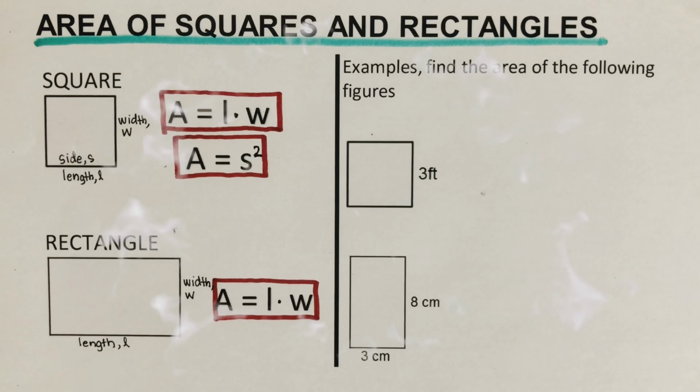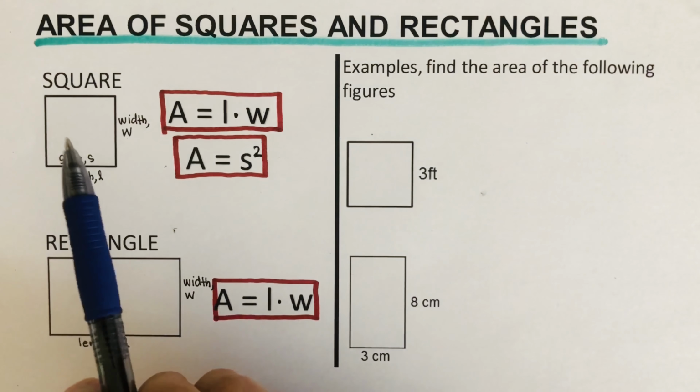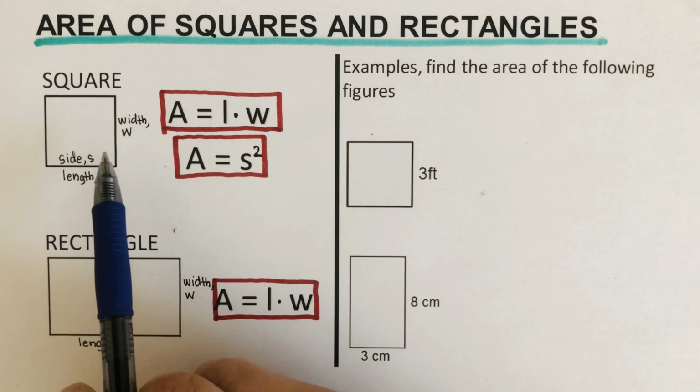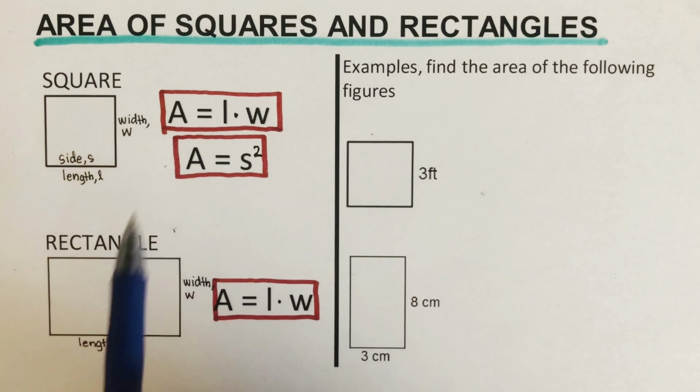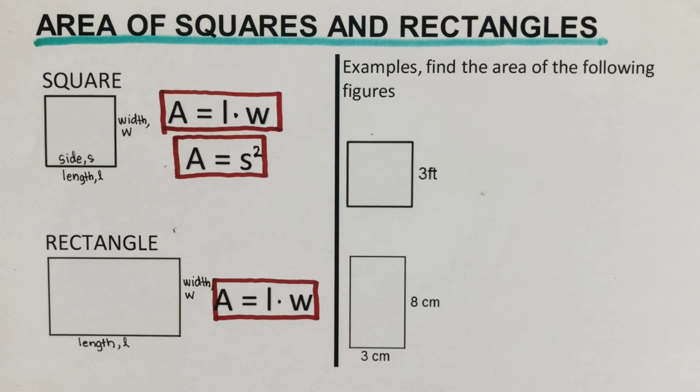This video will explain how to find the area of squares and rectangles. So I have here this picture of a square. I labeled the square. By the way, these are the two equations of a square, and these two equations are equivalent, so we can use any of them. But for this video, we're going to be using the second one.